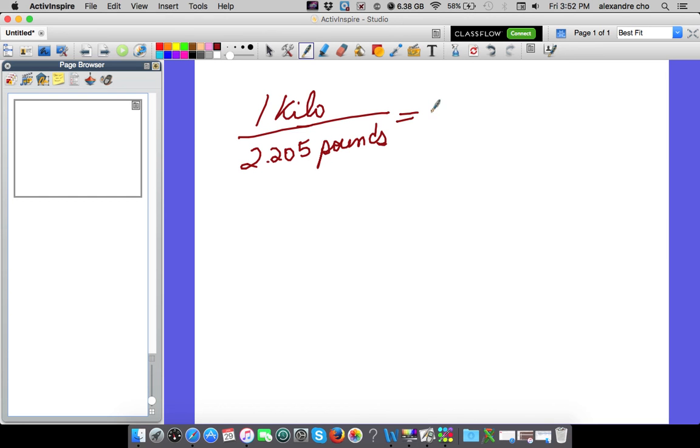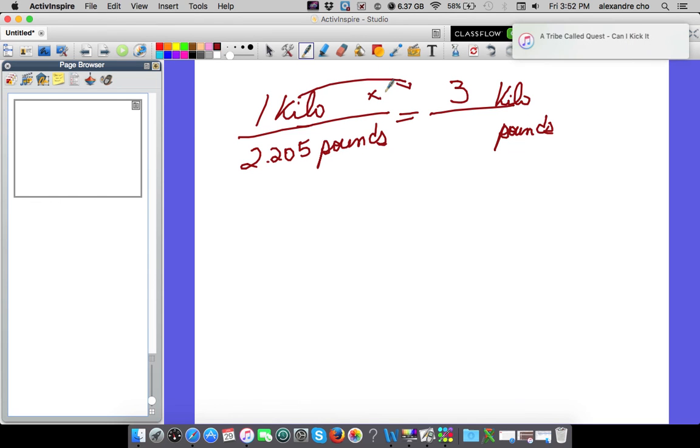All right, so let's change that to pounds. On this side, kilos on top, pounds at the bottom. So what do I have? I have 3 kilos. What's the relationship? Times 3, and also times 3 at the bottom. So as far as pounds goes, it's going to come out to 6.615 pounds. That's how many pounds of apples I have. Okay, 3 kilos or 6.615 pounds.